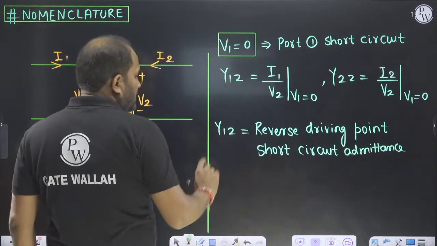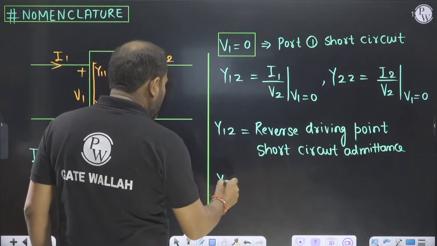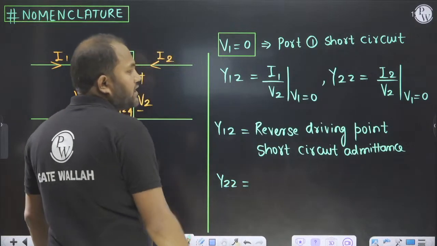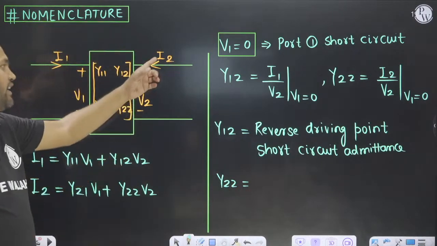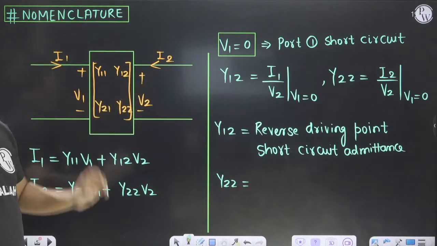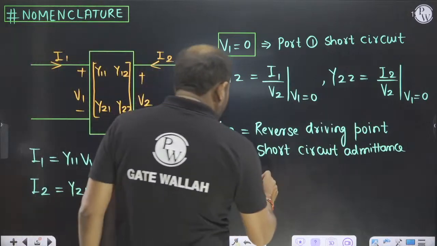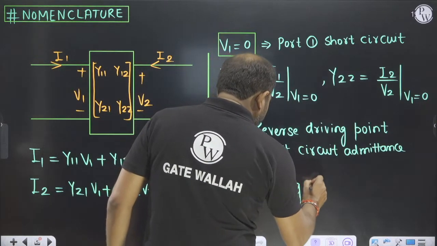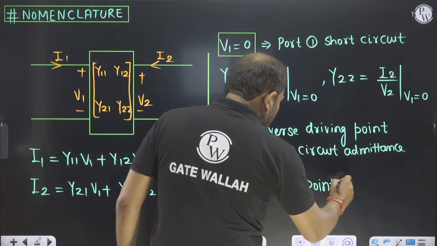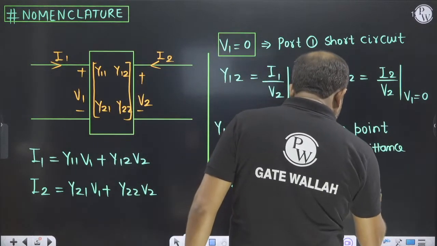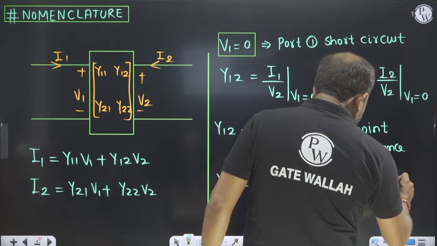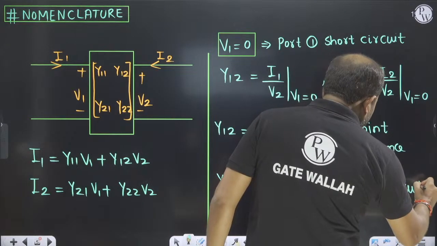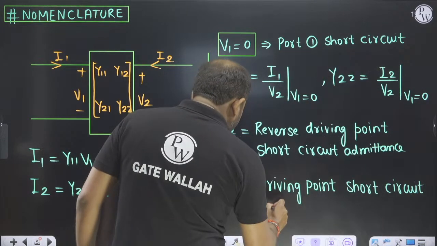Then the second thing is Y22. Y22 is nothing but I2 upon V2 under the output condition, so it is known as the driving point short circuit output admittance.